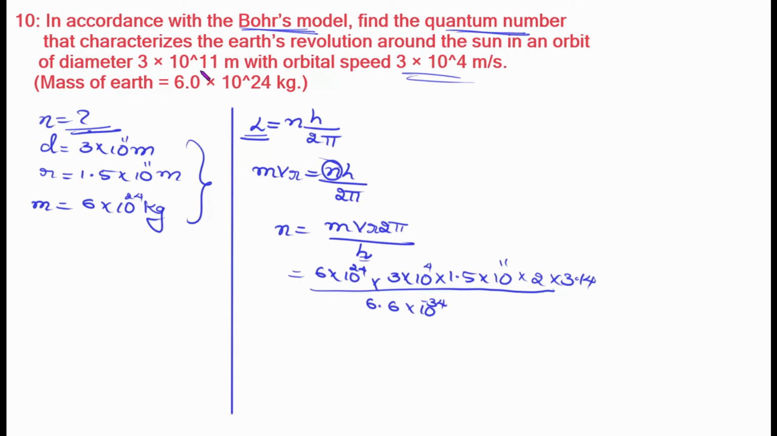So if you solve this, you will get the value of n as equal to 2.57 into 10 to the power of 74. So the quantum number for the given situation is 2.57 into 10 to the power of 74.